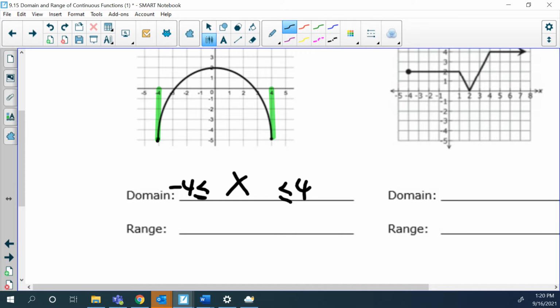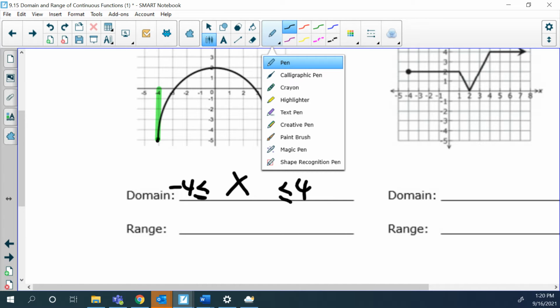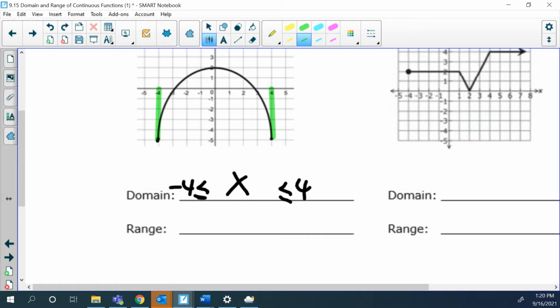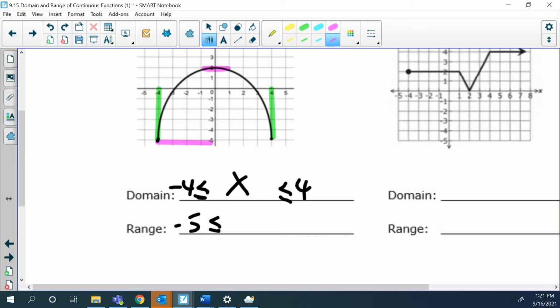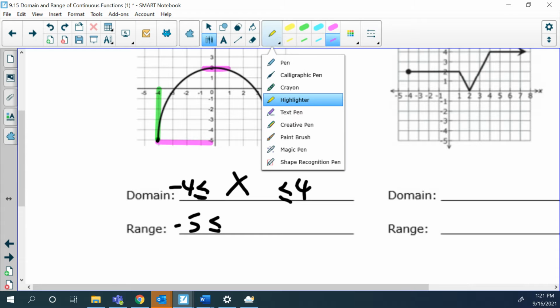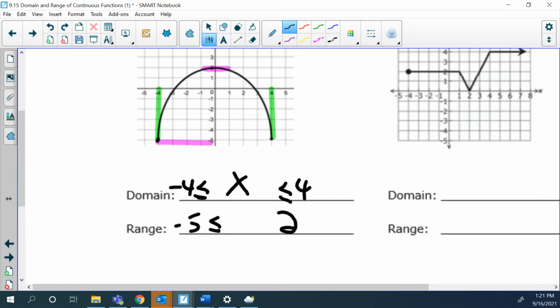Now, for the range, remember, I'm going to start where? The lowest point on the graph. That's where I'm going to start. And the lowest point is negative 5. So I'm going to have a negative 5 here. And of course, this is a closed circle, so I'm going to use less than or equal to. Now, the highest point on the graph, where's the highest point? It's right here, and that is 2. So I'm going to have a 2 there. And now it's a solid line, so we treat a solid line just like a closed circle. We use a less than or equal to, and I put my y in the middle.